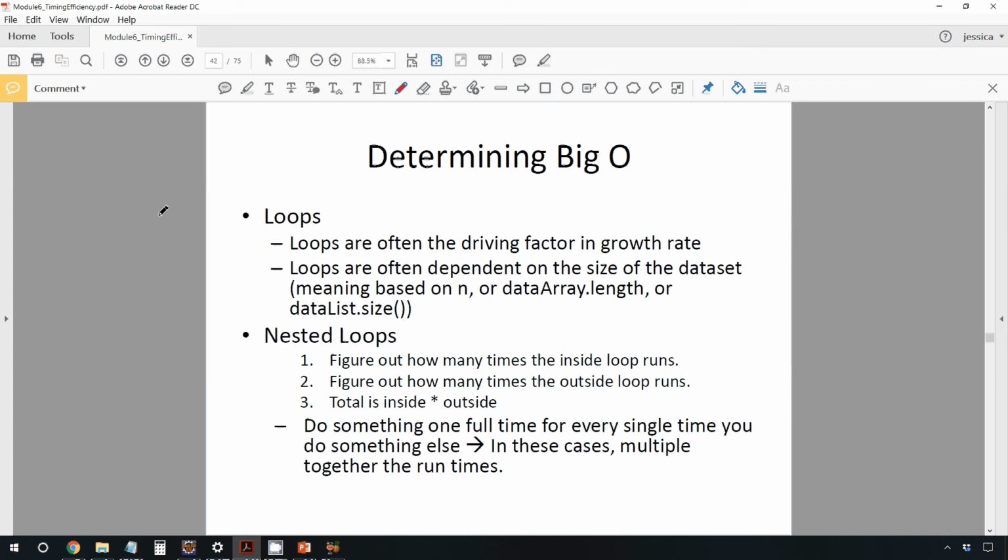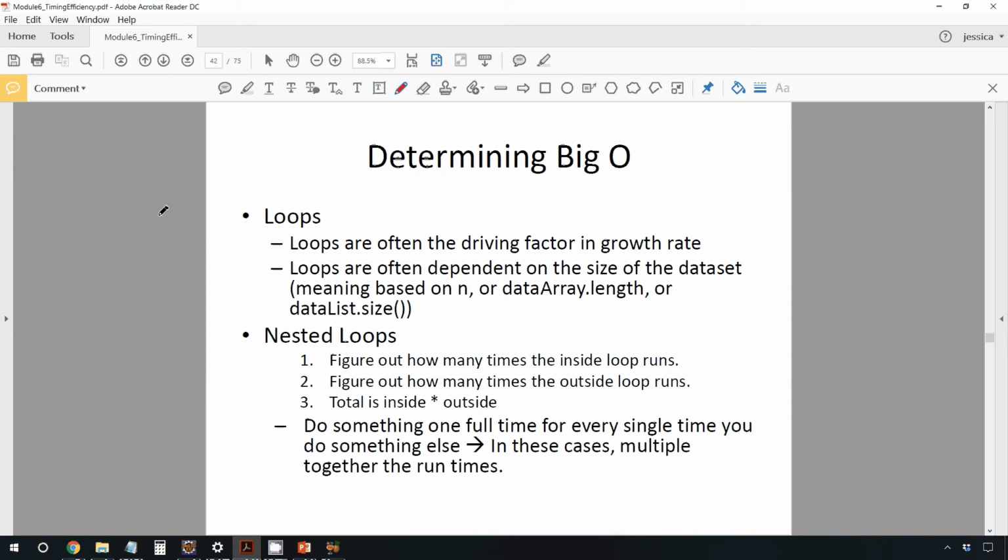Now, again, loops are often the driving factor, and loops are often dependent on the size of our data set, meaning they're based on n or our array.length or our list.size or however our data set is represented. So whenever you have a loop, that's where you want to look for what's driving your order of growth. So how many times is that loop going to run relative to the size of the data?